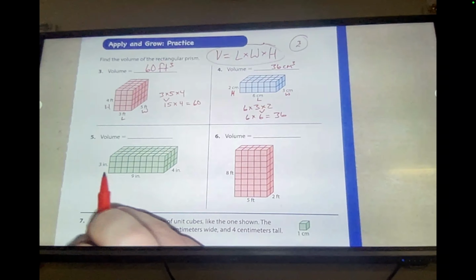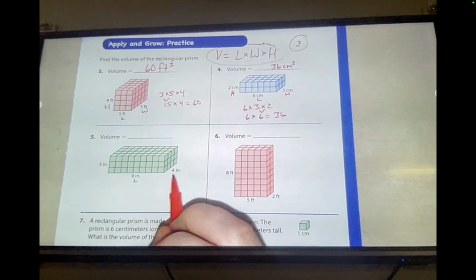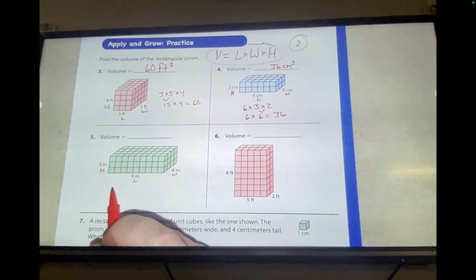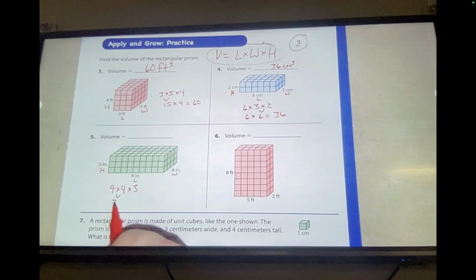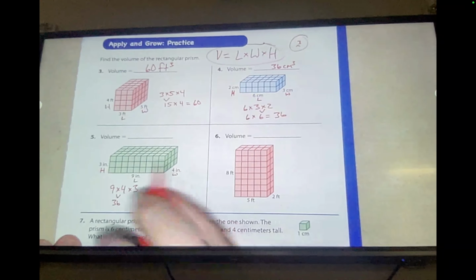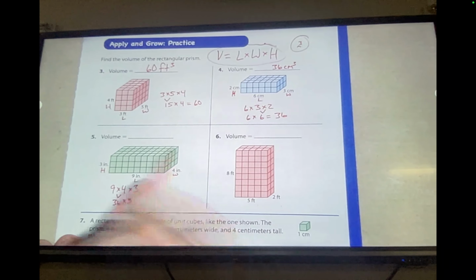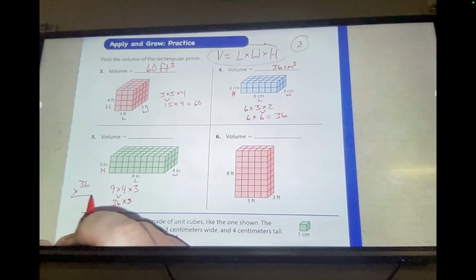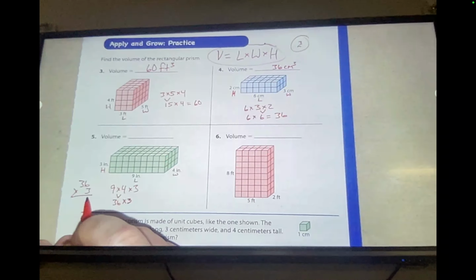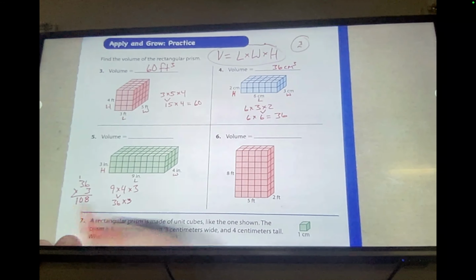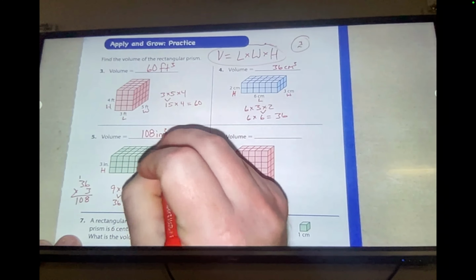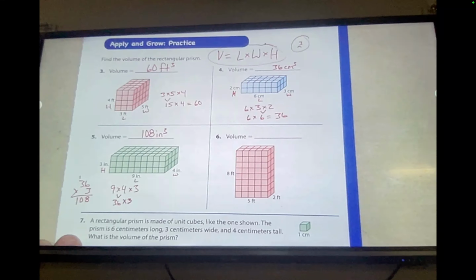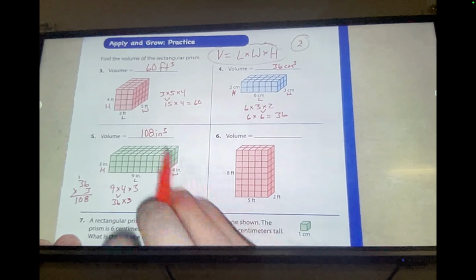Same thing on this one. So length, width, height. 9 times 4 times 3. 9 times 4 is 36. Then we have 36 times 3. I don't know. Don't try to do that in your head if you don't know it. Just come over to the side and work it out. 3 times 6 is 18. Carry my 1. 3 times 3 is 9 plus 1 is 10. So I get 108 inches cubed. Okay? Like I said, don't forget the measure or the units.